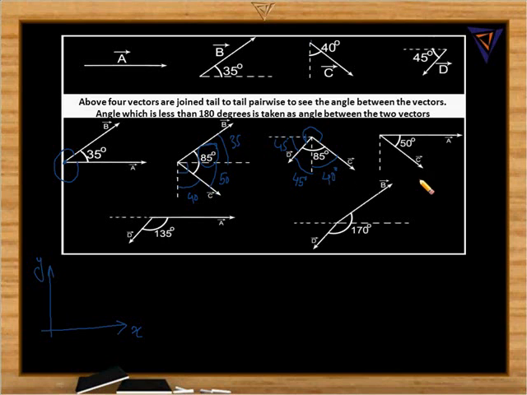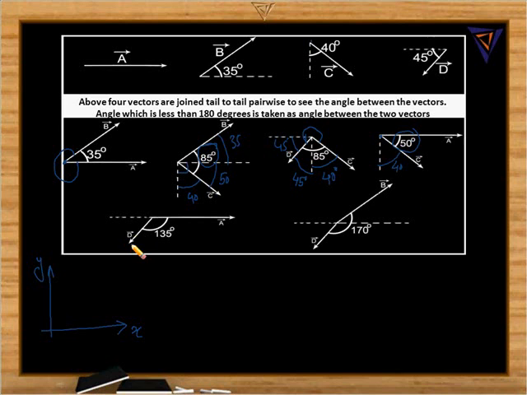And similarly you can find the angle between A and C. This is A vector, this is C vector, place the C vector and A vector tails at the same location, then you'll get to know that this is 40 degree. So remaining here it is 50 degree. So 50 degree is the angle between vector A and C.